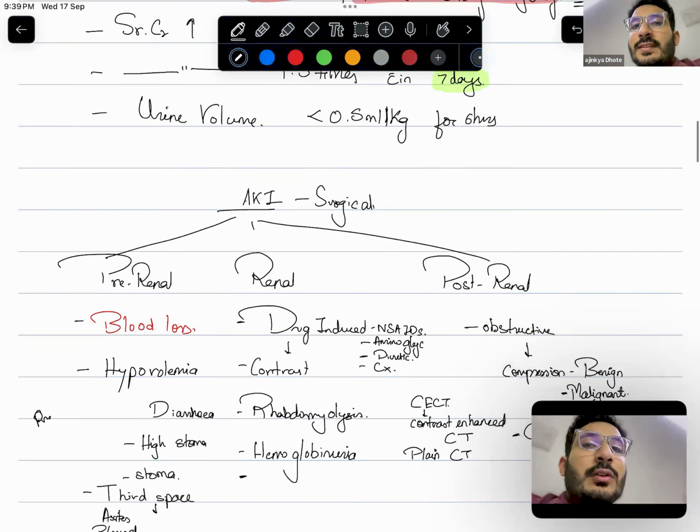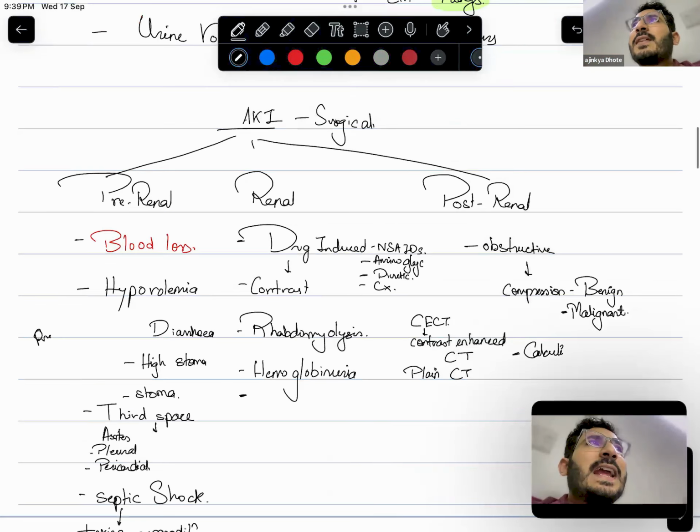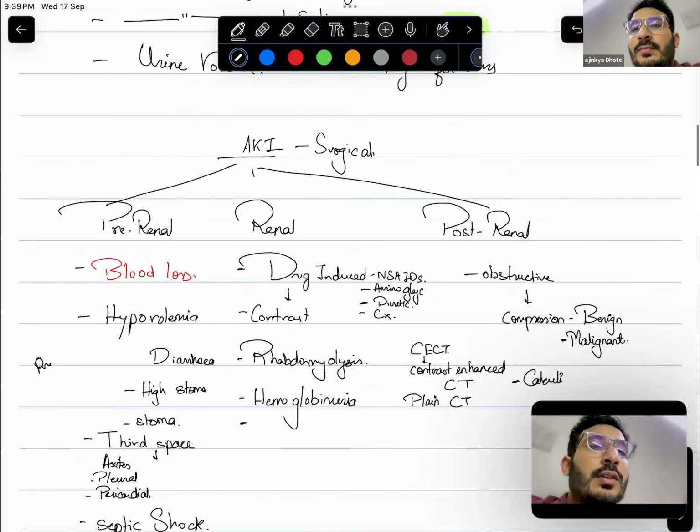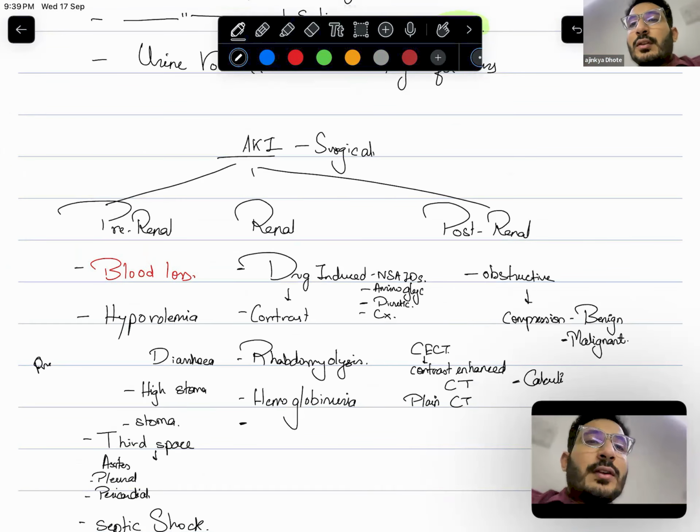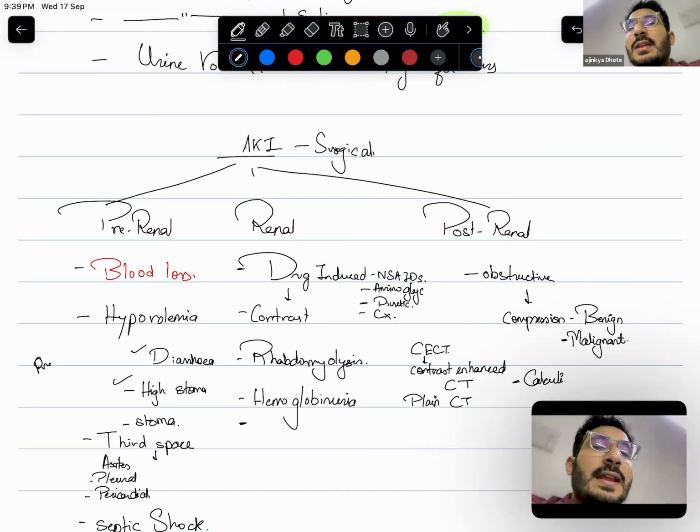Now, what are pre-renal causes? Pre-renal causes is any time when there's volume loss. Now, volume loss can be because of blood loss. Acute blood loss can be traumatic, surgical. There can be hypovolemia that is seen in diarrhea, can be seen in vomiting, multiple episodes of vomiting, multiple episodes of diarrhea over a period of like in an acute phase.